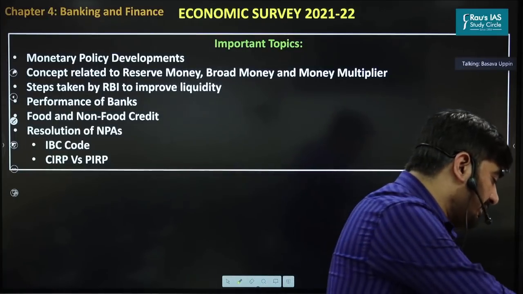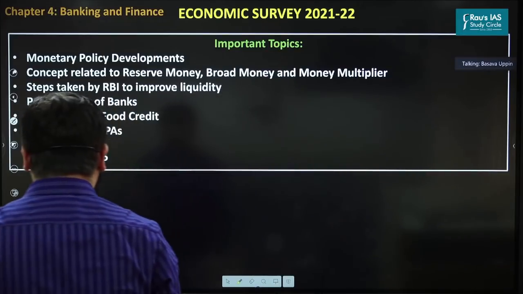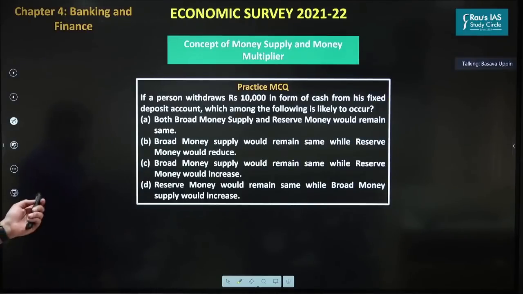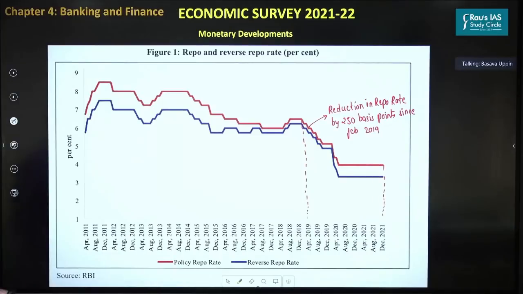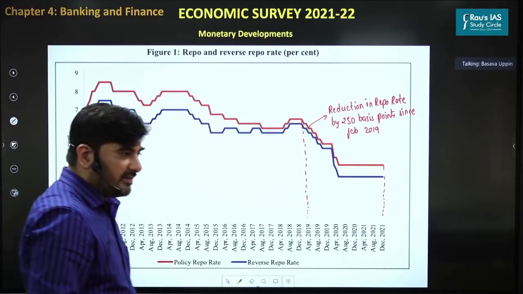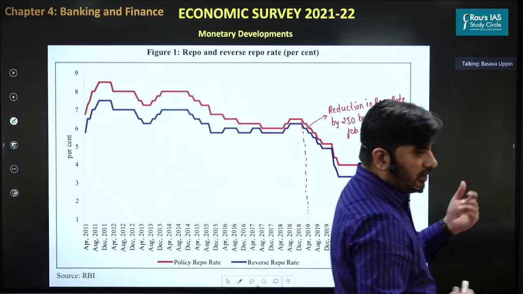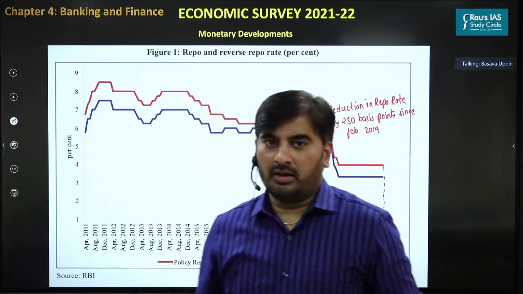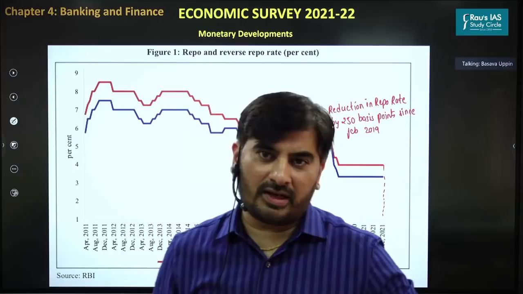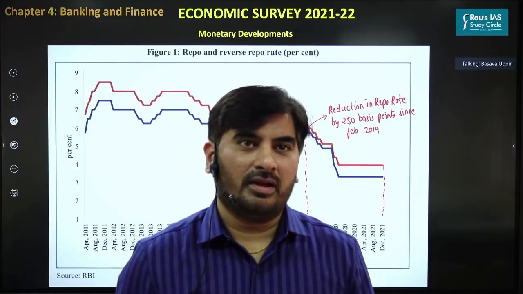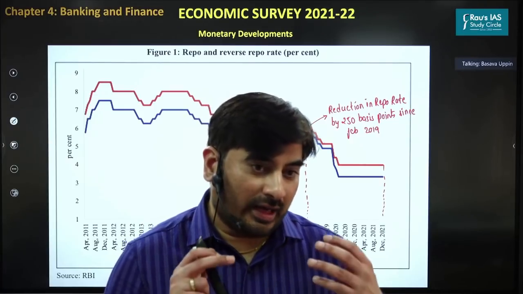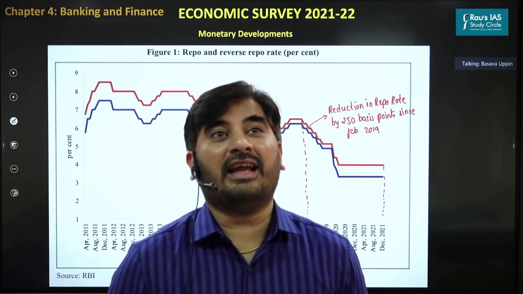Then various steps taken by the RBI to improve liquidity, performance of banks, and the other topics. So let's start off with the monetary policy development. We'll come back to this question later. As far as the monetary policy development is concerned, not much to discuss here. What you must understand is, because of the economic slowdown, the Reserve Bank of India has reduced the repo rate to 4%.